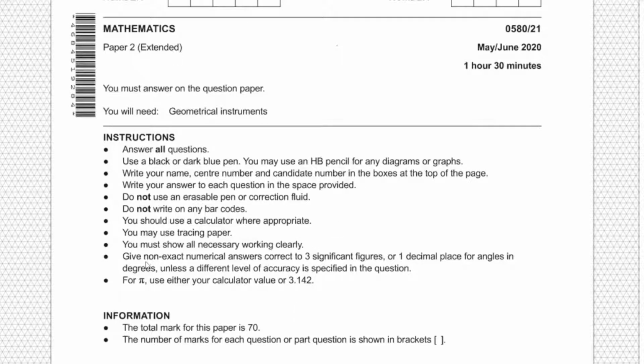The main one here is give non-exact numerical answers correct to 3 significant figures or 1 decimal place for angles, when the answers are not accurate, of course, when they're non-exact, unless a different level of accuracy is specified. So what if they specify 2 decimal places in a question? In that case, of course, don't follow these rules. But when it's not specified and the answer is non-exact, in that case you would just use 3 significant figures or 1 decimal place, all right, in case of angles.